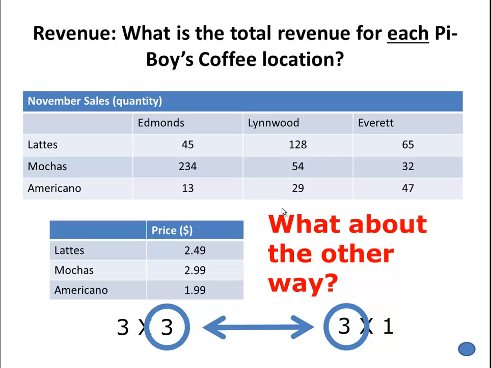I hope this made sense just to get things started. Just remember, rows times columns. That's what we're doing, and pairing things up.